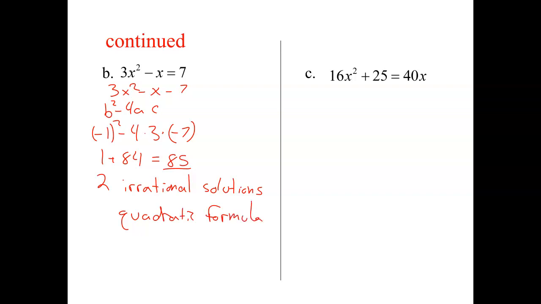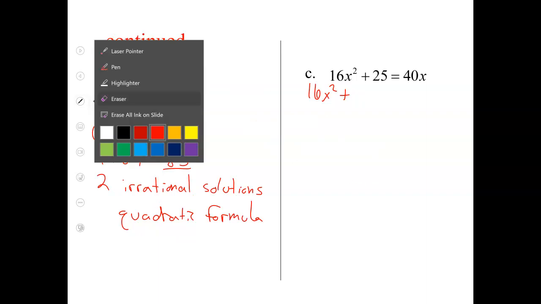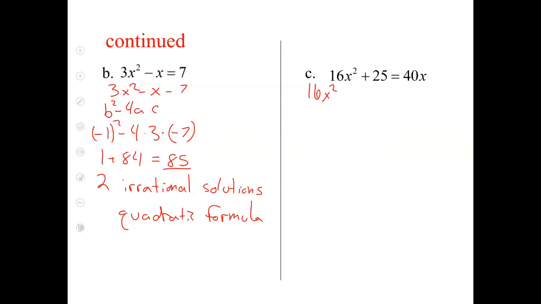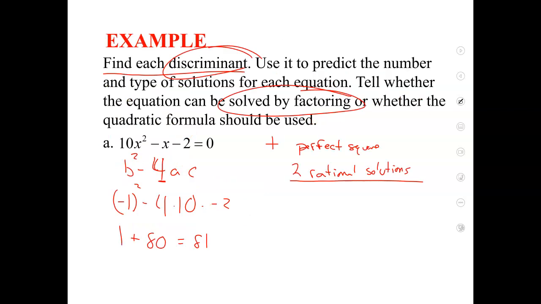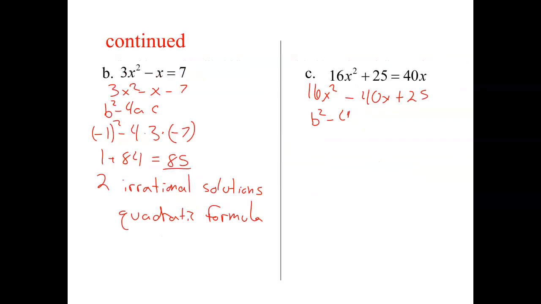Alright. For C, standard form, subtract our 40x. 16x squared minus 40x plus 25. Okay? Alright. B squared minus 4ac. Times 16. Okay. What's my B value? Negative 40 squared. A value? C value?